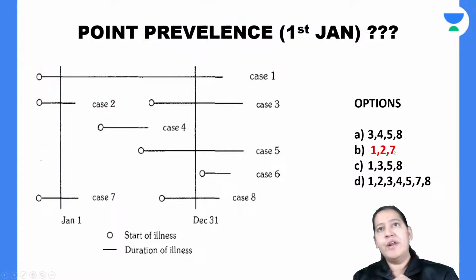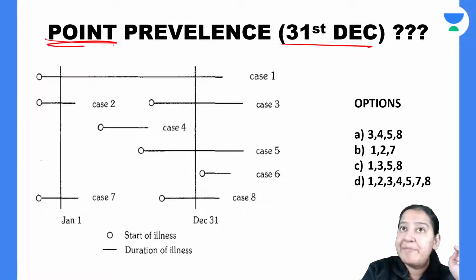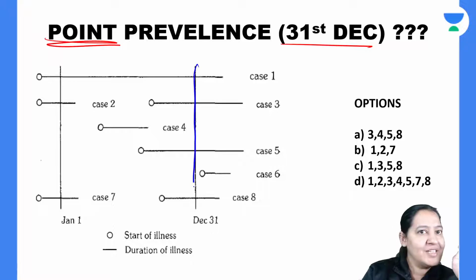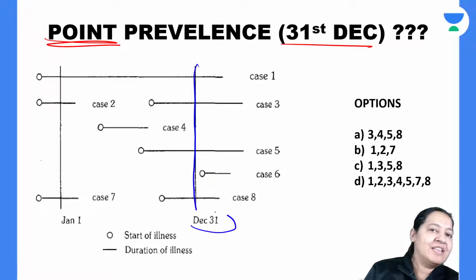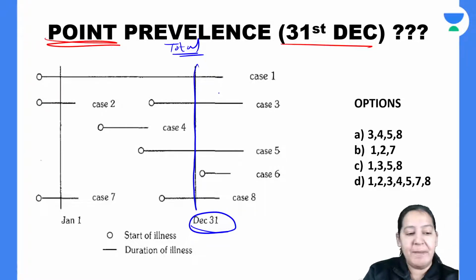Third question you already know. Now take the point prevalence at 31st December. Now take a snapshot. Point means snapshot. Take the snapshot at 31st December. Don't take the snapshot there at 1st January. Take the snapshot here. How many cases? Take total cases, total old plus new at this point.